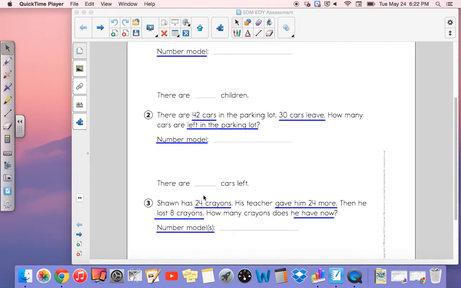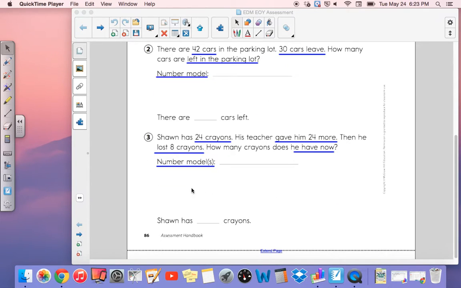Moving on to number 2. We're going to do the same thing as number 1. There are 42 cars in the parking lot. 30 cars leave. How many cars are left in the parking lot? So think about what that means that you're going to do with these numbers. So you're going to write here 42 cars, 30 cars leave, with a question mark on how many are left. Use this area once again to work out your problem and put your answer down here on how many cars were left in the parking lot after some left.